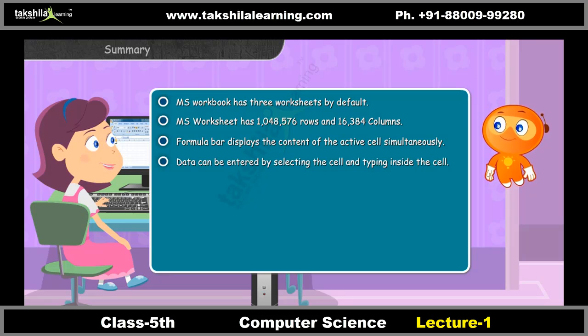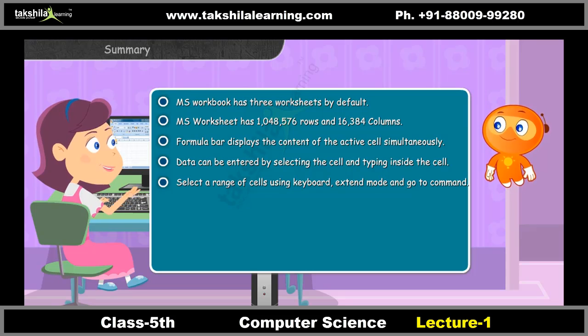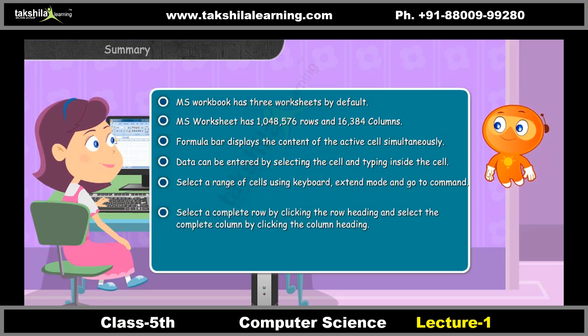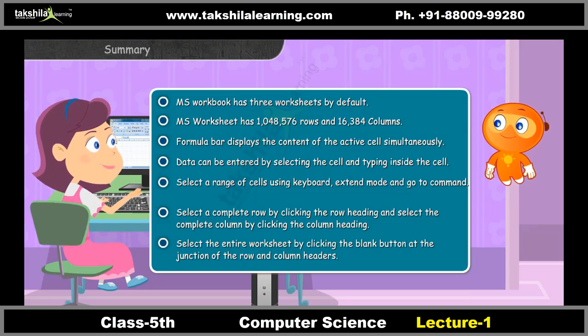Data can be entered by selecting the cell and typing inside the cell. We can select a range of cells using keyboard, extend mode, and Goto Command. Select a complete row by clicking the row heading, and select the complete column by clicking the column heading. Select the entire worksheet by clicking the blank button at the junction of the row and column headers. You are right, Deepa.